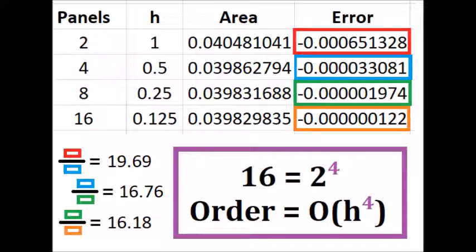We've seen this plenty of times also. In each row, the mesh size is cut in half. Equivalently, we are doubling the number of panels. Dividing subsequent error terms seems to be converging around 16. Since 16 equals 2 to the fourth power, we say this method is fourth order, h to the fourth in big O notation.